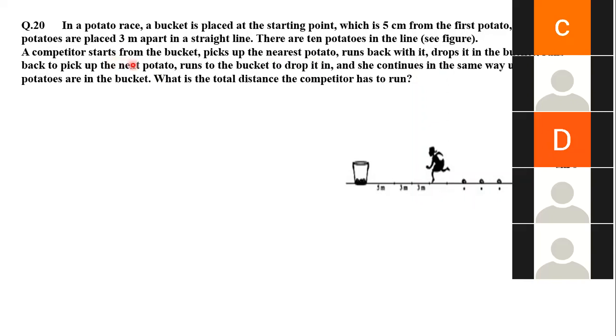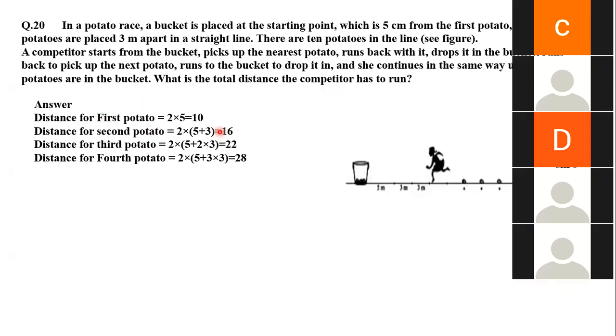A competitor starts from the bucket, picks up the nearest potato, runs back with it, drops it in the bucket, runs back to pick up the next potato, runs to the bucket to drop it in, and she continues in the same way until all the potatoes are in the bucket. What is the total distance the competitor has to run?